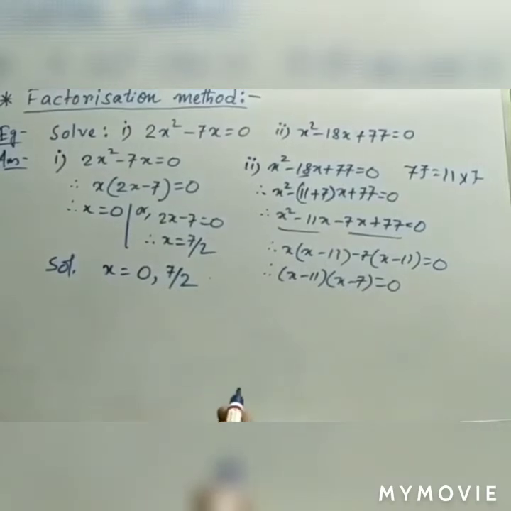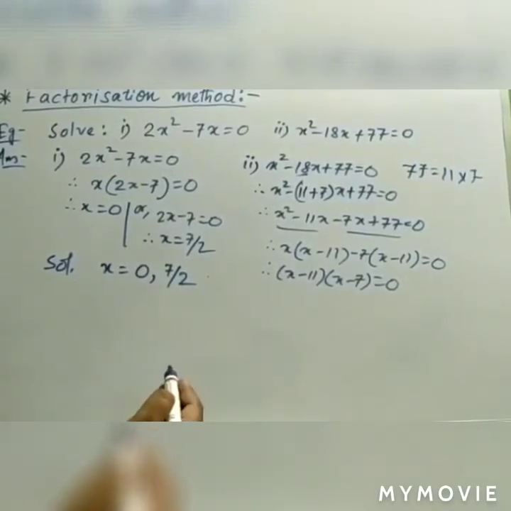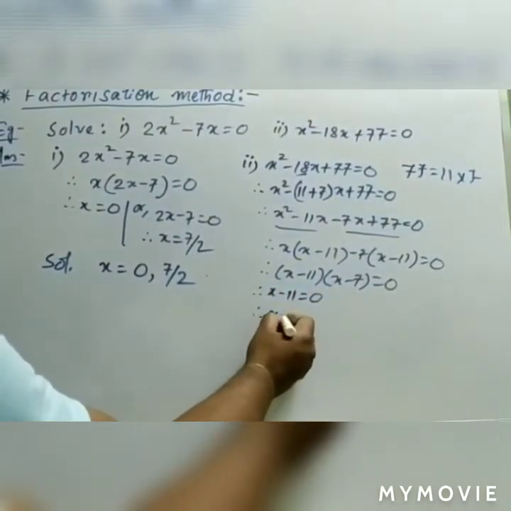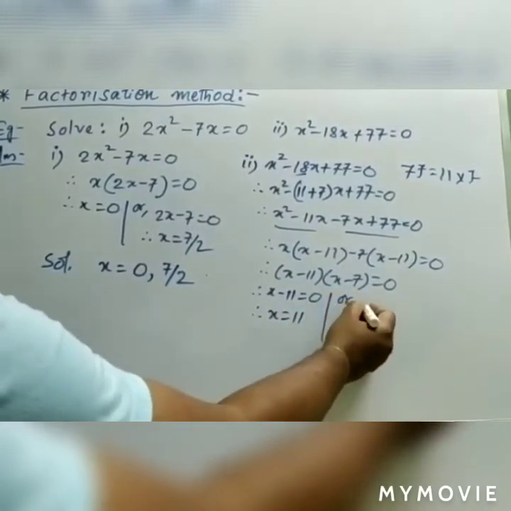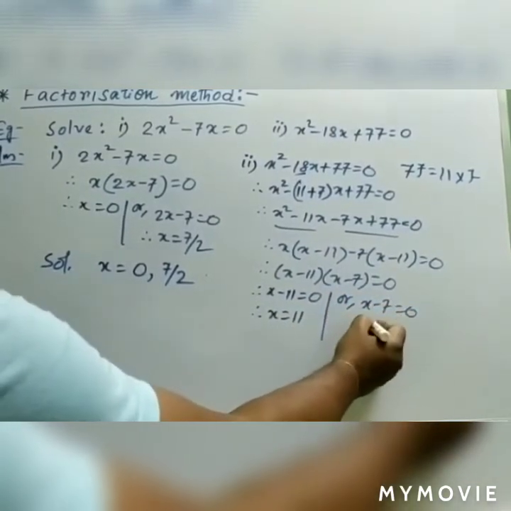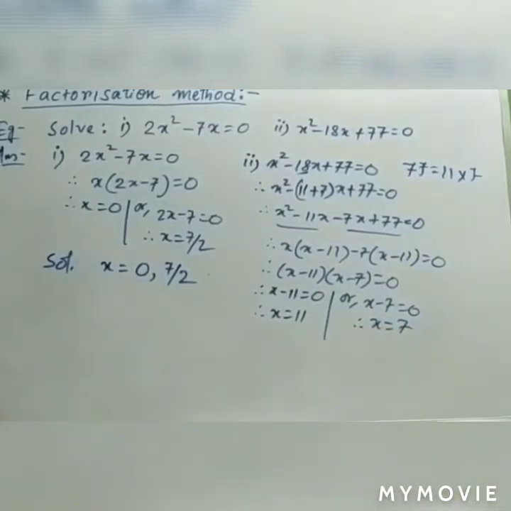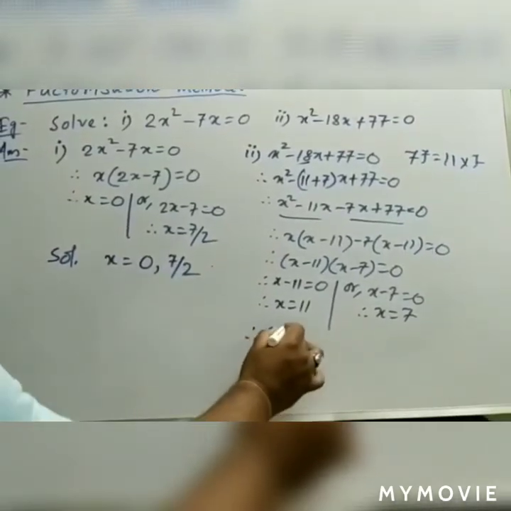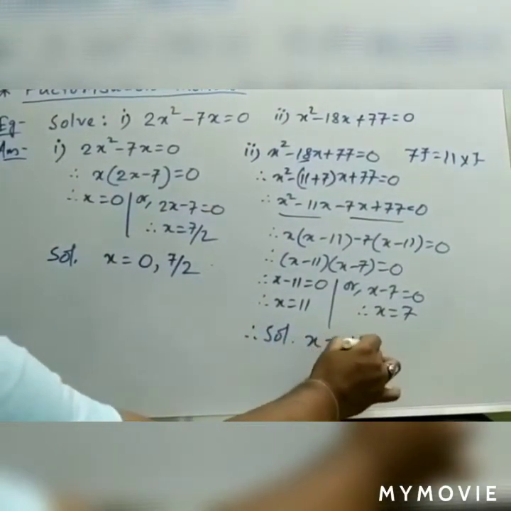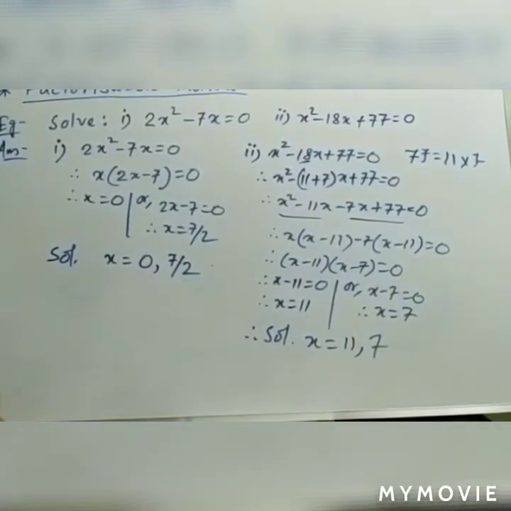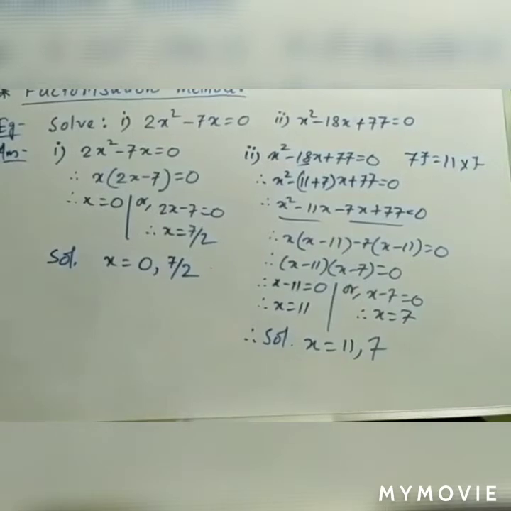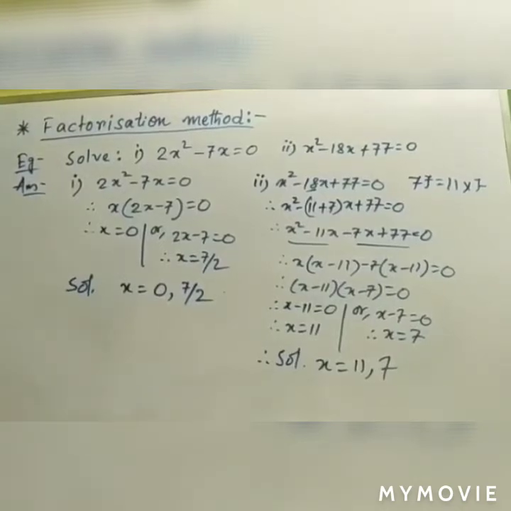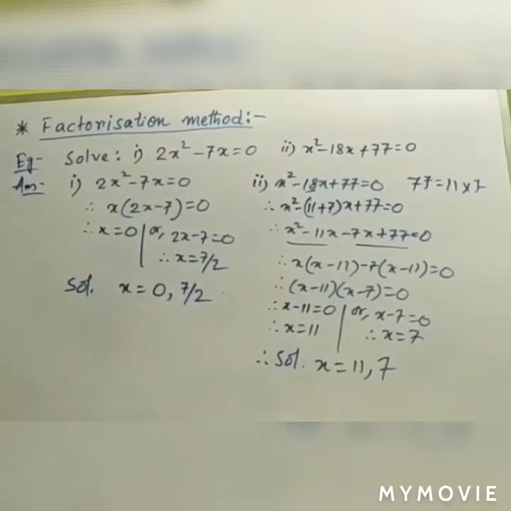Now we will equate each with 0 and get linear equations, like in step number 2. Therefore x minus 11 equals 0, so x equals 11. Or x minus 7 equals 0, so x equals 7. So you got the two solutions, x equals 11 or 7. Therefore the solutions are x equals 11, 7. So you got the two answers to the two questions by the factorization method. In this way, by any kind of factorization method, you can find the solutions of a quadratic equation.